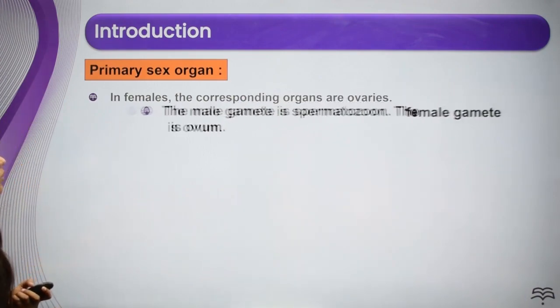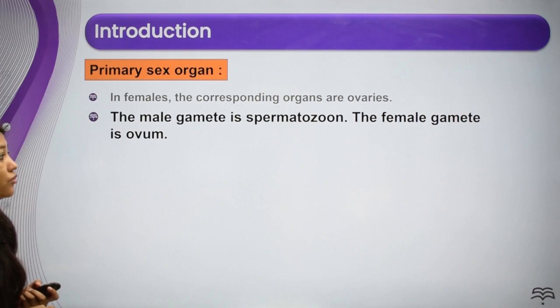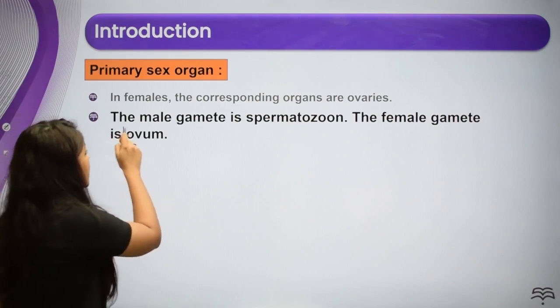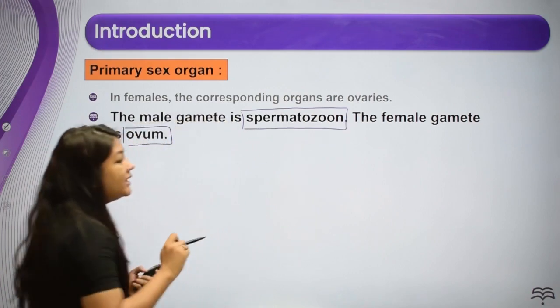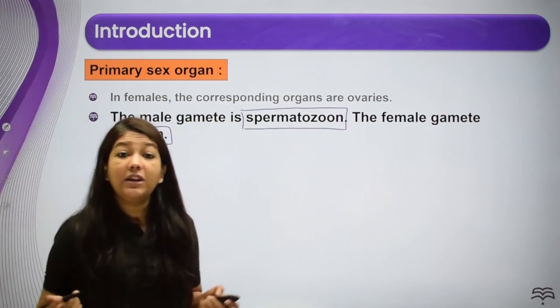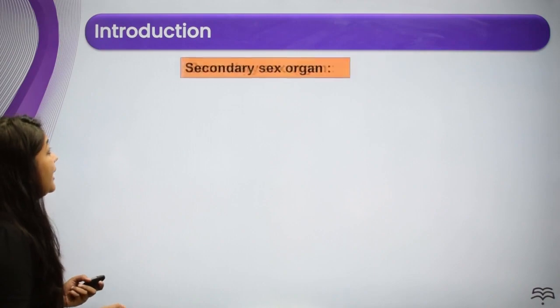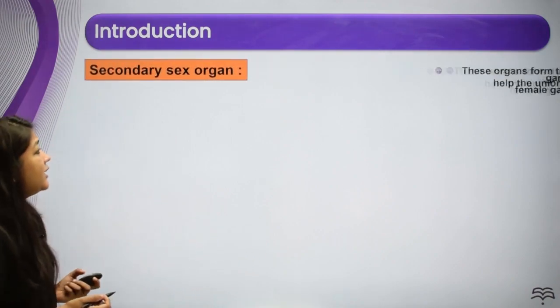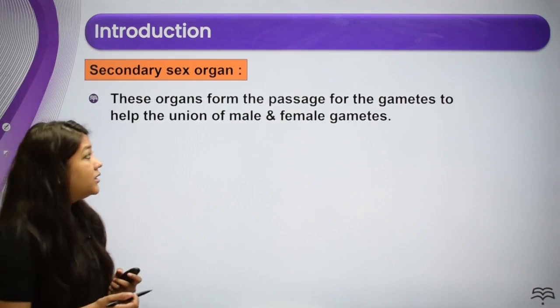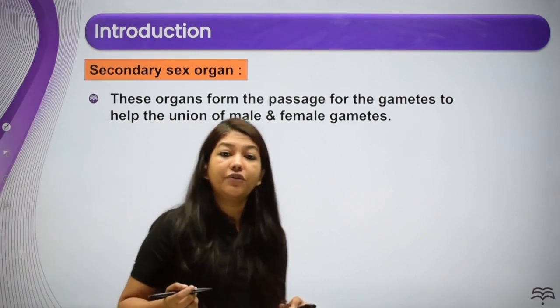Alright. Now, the male gamete is spermatozoa and the female gamete is ovum. So, this is also something that you have to remember, right? Sperm and ova, that's what we have been learning since the beginning, right? Now, moving on to secondary sex organs. So, what are these secondary sex organs? These are the organs which form the passage of the gametes.